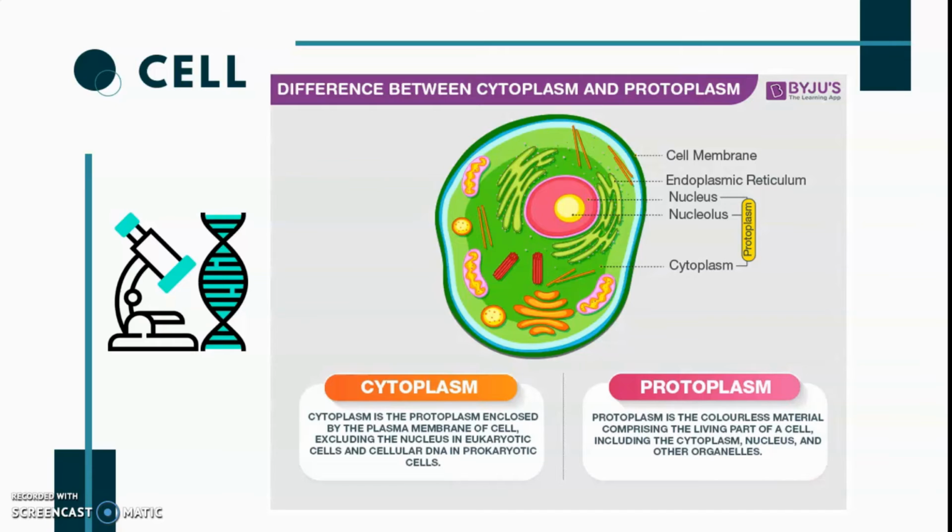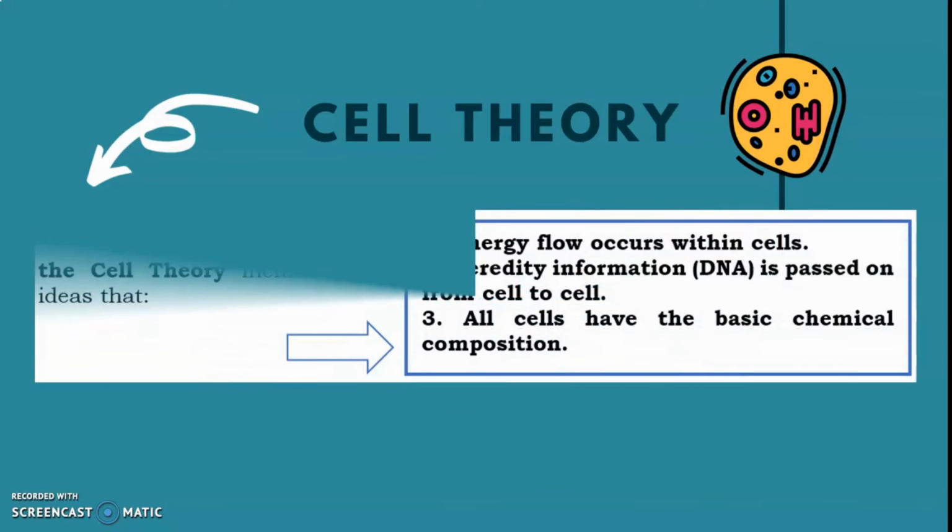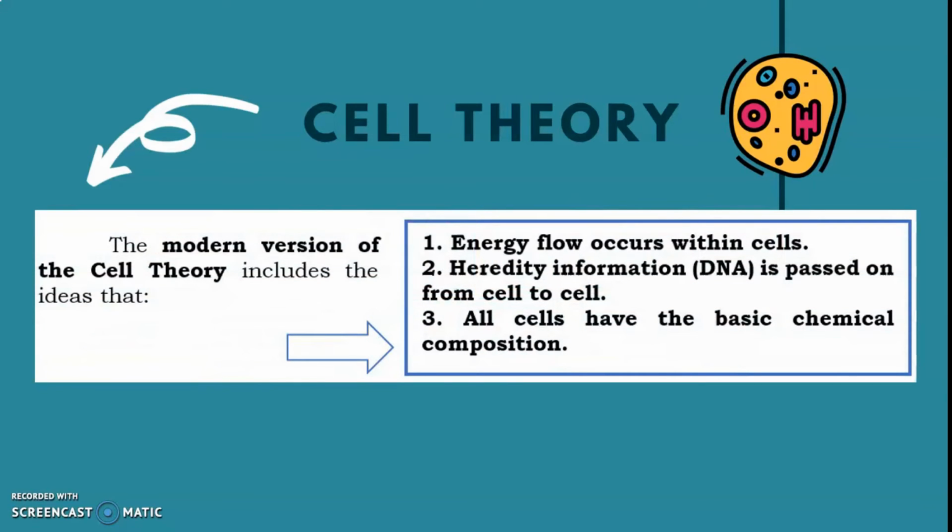Cells divide and form many cells where its three main parts are cell membrane, nucleus, and cytoplasm. With the rapid growth of molecular biology in the mid-20th century, cell biology research exploded and formulated another set of cell theory. The modern version of the cell theory includes the ideas that, one, energy flow occurs within cells. Two, heredity information or DNA is passed on from cell to cell. Third, all cells have the basic chemical composition.